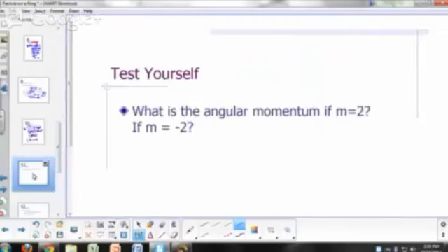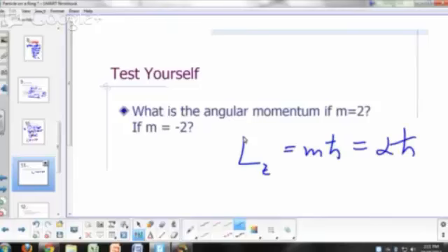What's the angular momentum if m equals 2? Lz is going to be equal to what? mħ. So it's going to be 2ħ. And that's just going to be your L also, because L is just Lz in this particular case, right?